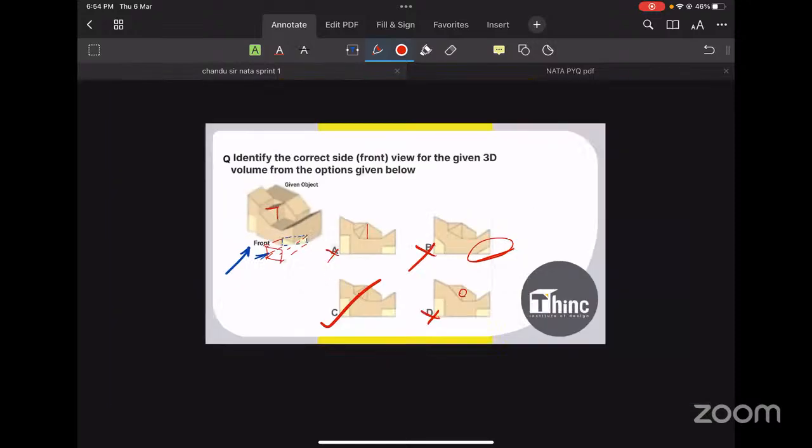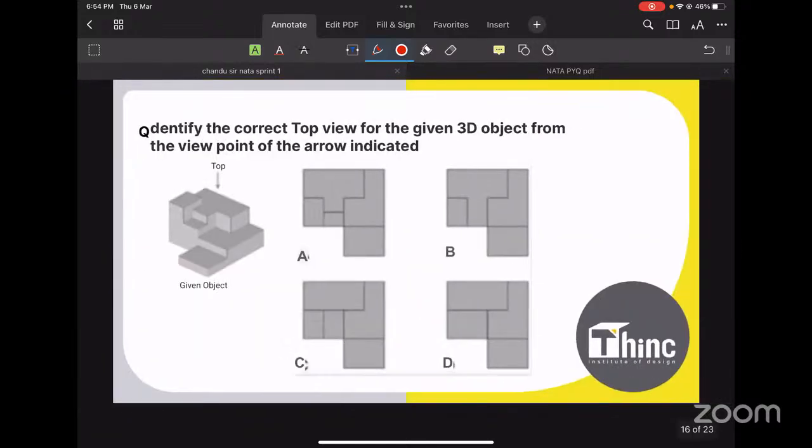That's it. Now another top view you need to find. Identify the correct top view for the given 3D. See, all these are NATA previous questions. So we can use a counting method for eliminating options. Not all, but we can eliminate a few. So 1, 2, 3, 4, 5. If we are in a mood to guess the answer, we can use this elimination method. So you can make intelligent guesses.